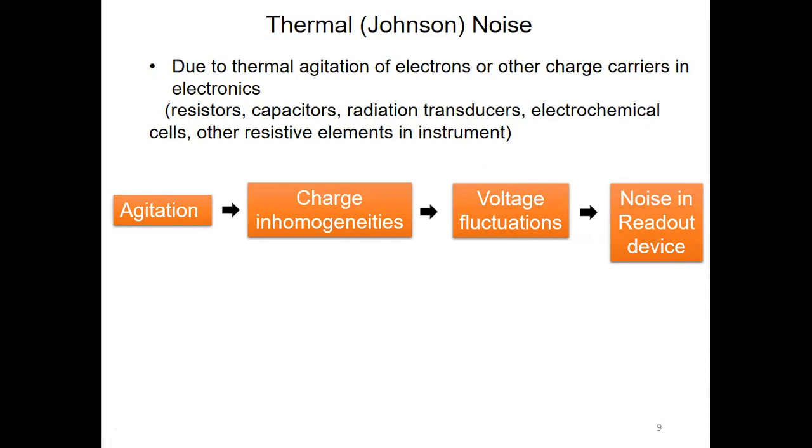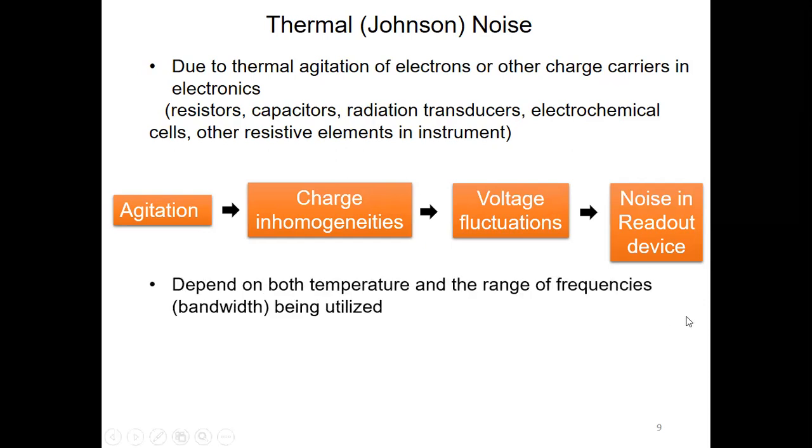The readout device does not have any ability to isolate signal from the noise. The readout device doesn't know whether it is the important, wanted thing or unwanted thing. But what is happening, the current generated because of the voltage fluctuations will be detected by the detector, and it will show as the noise in the readout device. So that is how the thermal noise happens.